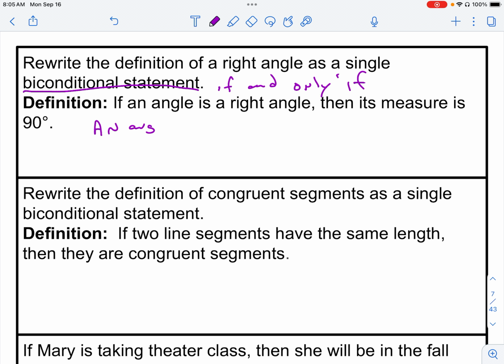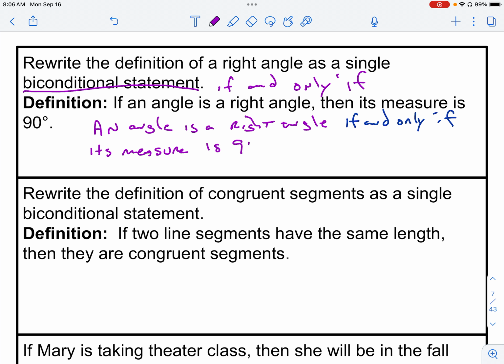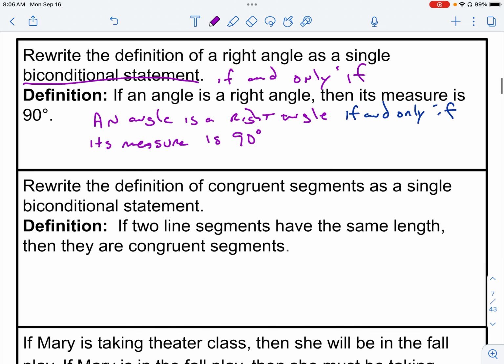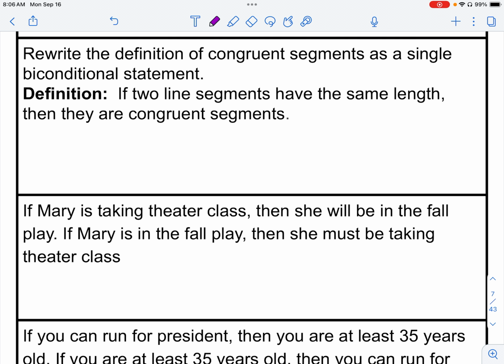So an angle is a right angle if and only if its measure is 90 degrees. Done. Don't have to worry about the other forms. All right, let's do it again.